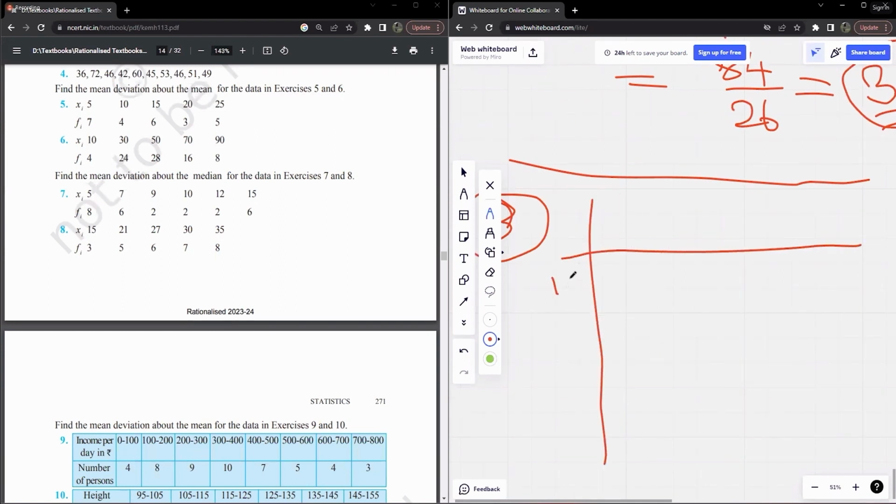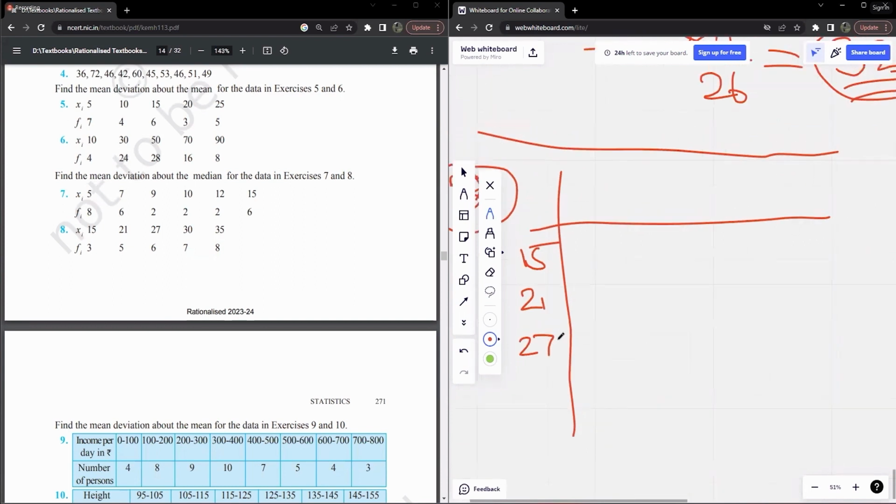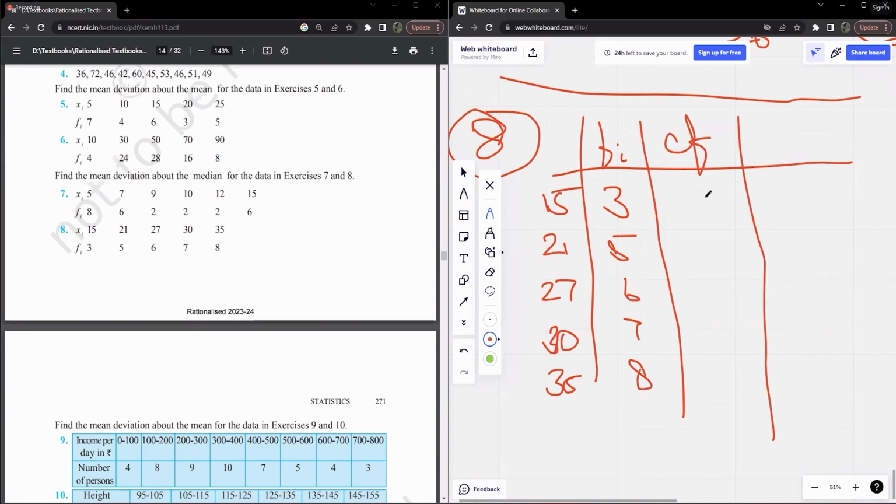This is your exercise column, that is going to be 15, then 21, then 27, then 30, and then 35. Corresponding frequencies are 3, 5, 6, 7, and 8. The cumulative frequencies then are 3, 8, 14, 21, and 29. So your N is going to be equal to 29.